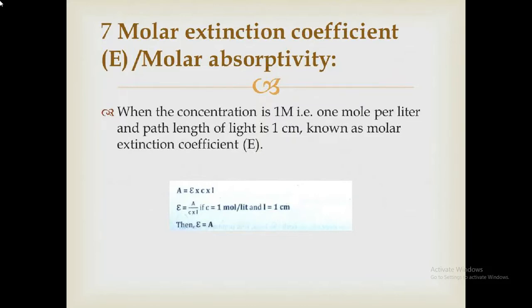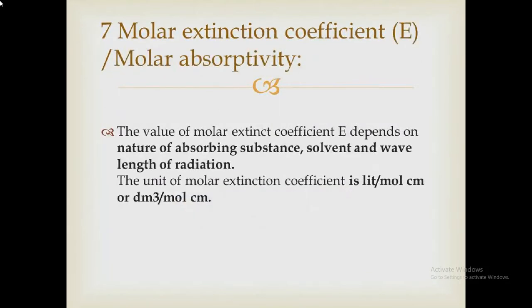So absorbance A is equal to epsilon into C into L, and so epsilon is equal to A upon C into L, where the concentration C is equal to 1 mole per liter and L is equal to 1 centimeter. When both of these are equal to 1, then epsilon will be equal to A. The value of molar extinction coefficient epsilon depends on the nature of the absorbing substance, solvent, and wavelength of the radiation. These are the 3 important things. They can ask true or false based on this. And the unit of molar extinction coefficient is liter per mole centimeter or dm cube per mole centimeter.